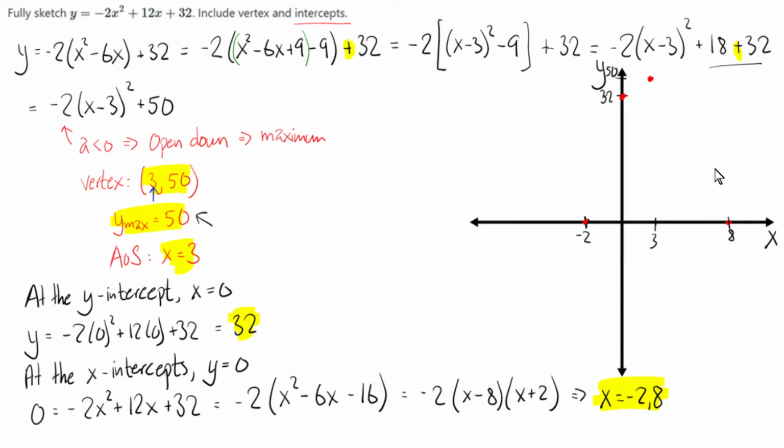Okay, so we now have 4 landmark points. We're going to connect them. This all opens down, so it's going to be going something like this. And then our axis of symmetry is right here. It goes from the vertex right through the x-coordinate of the vertex. So this here is our axis of symmetry.